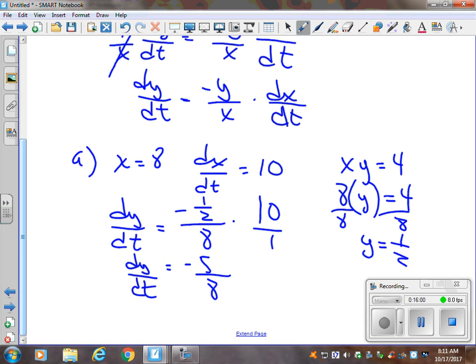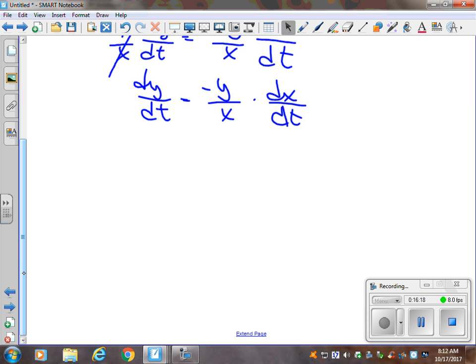All right, let's look at a different perspective this time. What if they give me dy this time and ask me to find dx? So in B, x is equal to 1. And dy over dt is equal to 6. And they're asking me to find dx over dt.